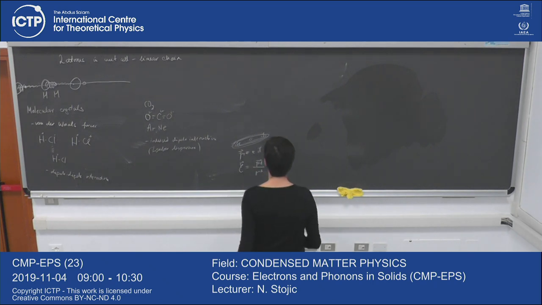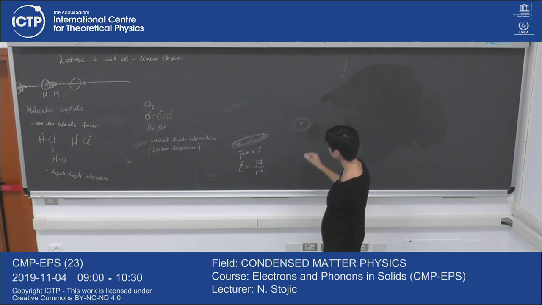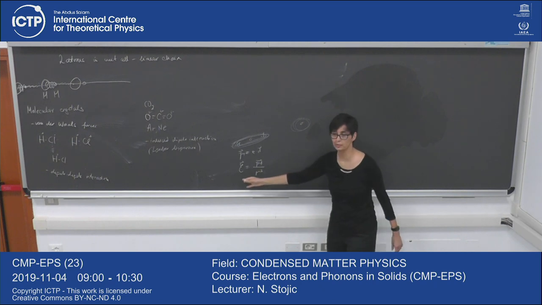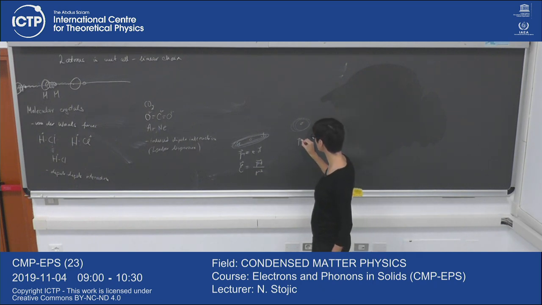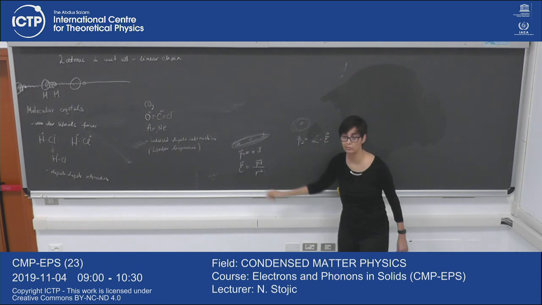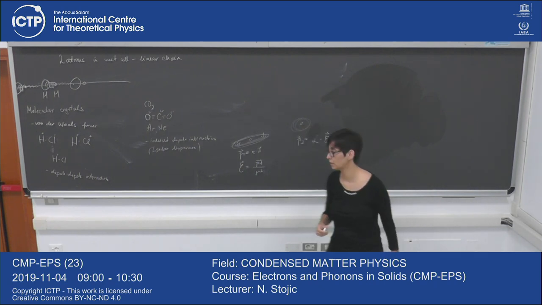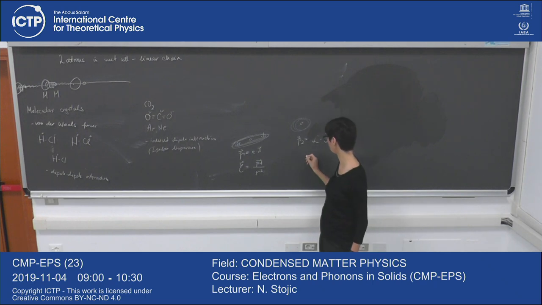Not much. And if you have an atom here, it will start reacting to the field by inducing its own dipole, which depends on the strength of the field. This constant here is called polarizability. And then we can express the interaction.